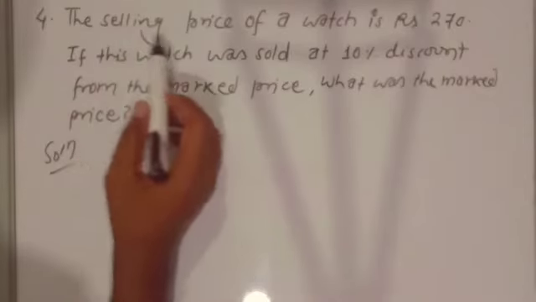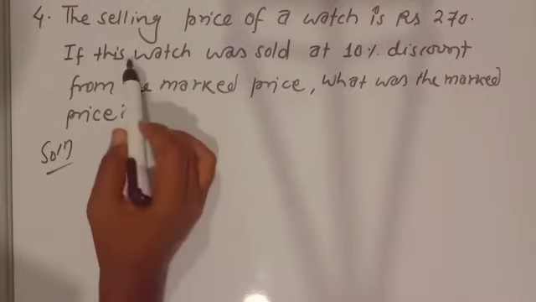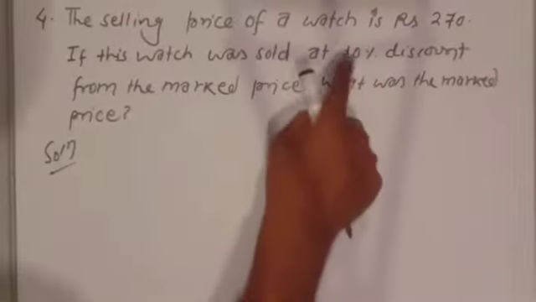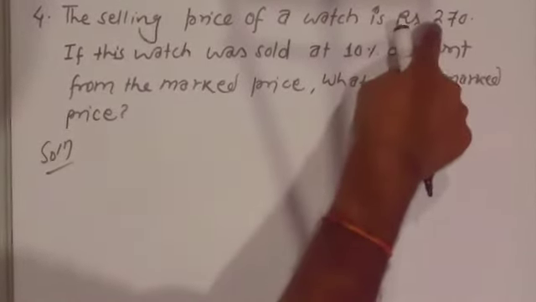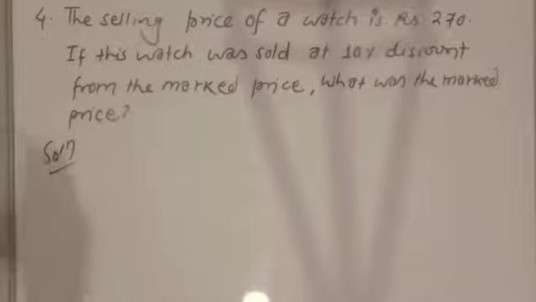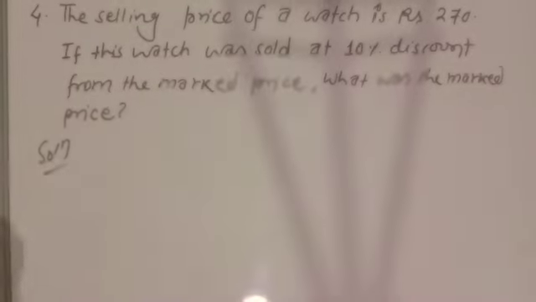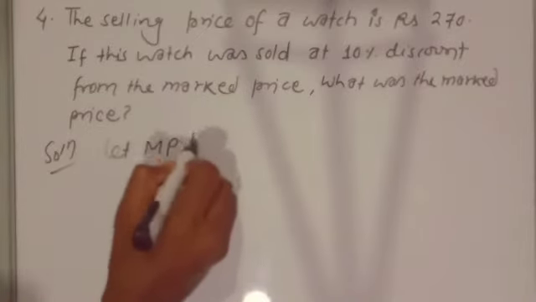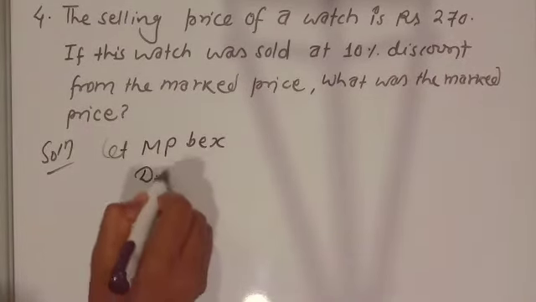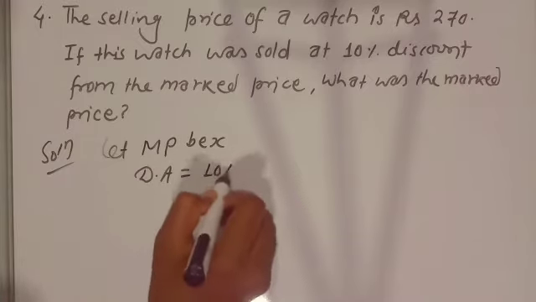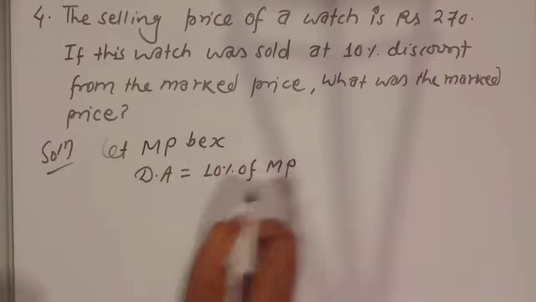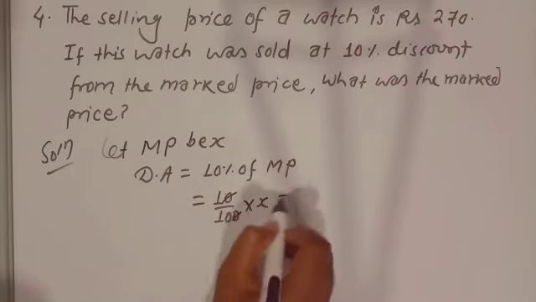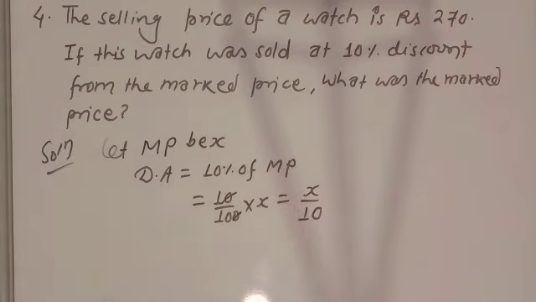Question number 4. The selling price of a watch is Rs 270. If this watch was sold at a 10% discount from the market price, what was the market price? In this question, discount percent is given, price after discount is given. We have to find the value of MP. We know discount is always calculated on MP, and MP is not given, so let MP be X. Then discount amount equals discount percent of MP, which is 10 upon 100 times X. X upon 10 is the discount amount.